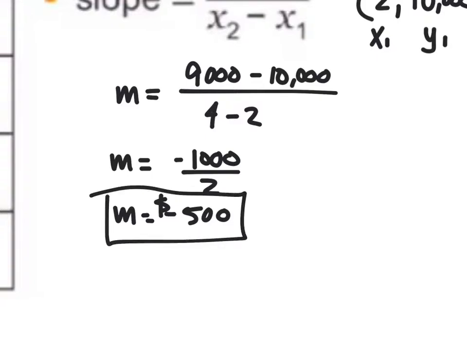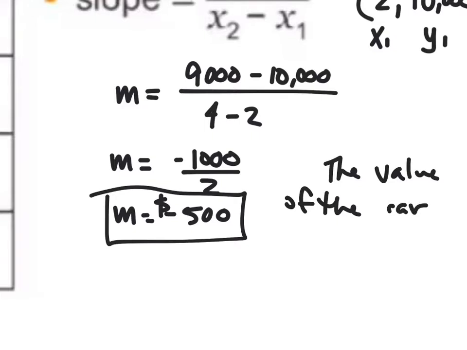In context, what that means is that the value of the car decreases by $500 a month.